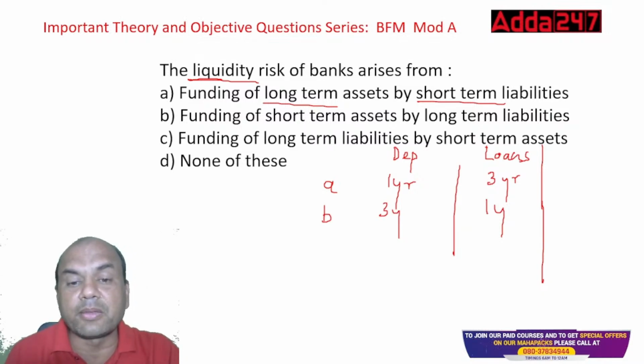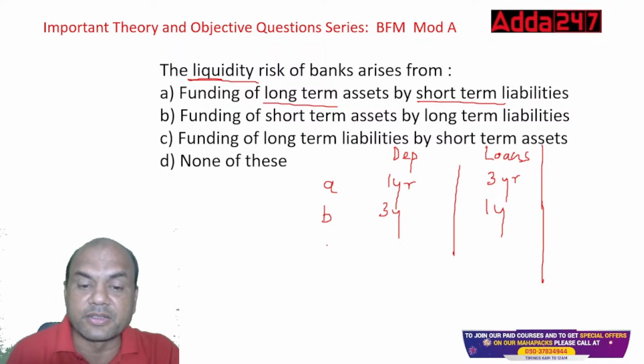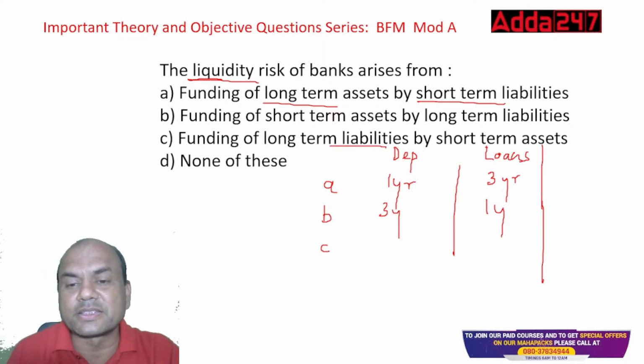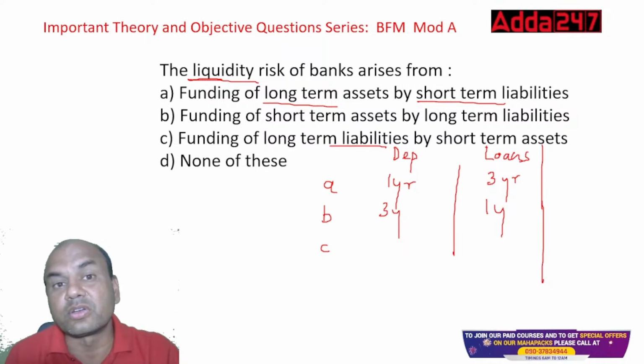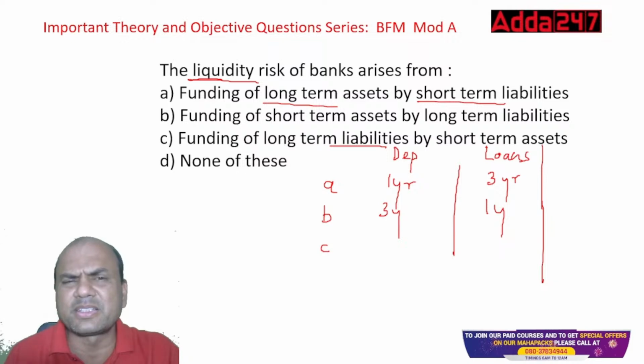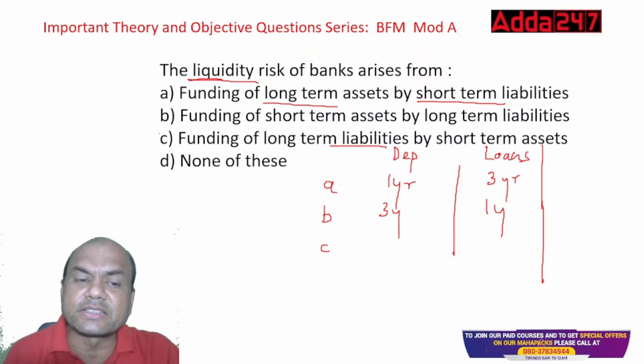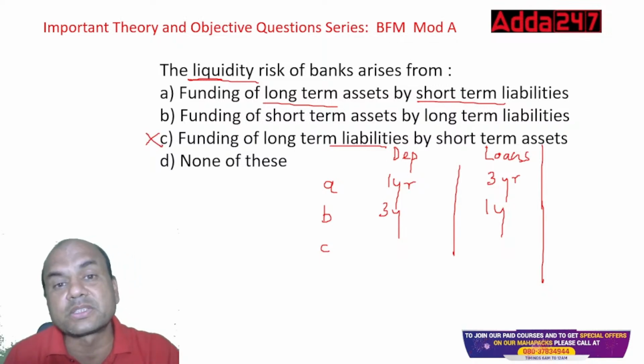C. Funding of long-term liabilities by short-term assets. This is ab initio wrong. This is wrong from the start only. Why? Liabilities funded by assets. Is it possible? Not at all possible. Assets are always funded by liabilities, long-term or short-term. So C is ab initio wrong. Ab initio means from the start itself. We need not even discuss this.